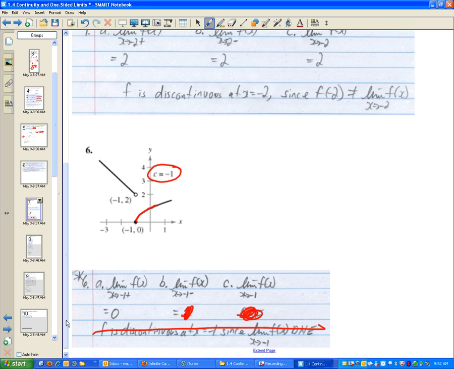Now, x needs to approach negative 1 from the left. As x approaches negative 1 from the left, what's the y-coordinate getting closer to? 2. Since the limit from the left does not equal the limit from the right, what's the limit as x approaches negative 1? D and E, does not exist.